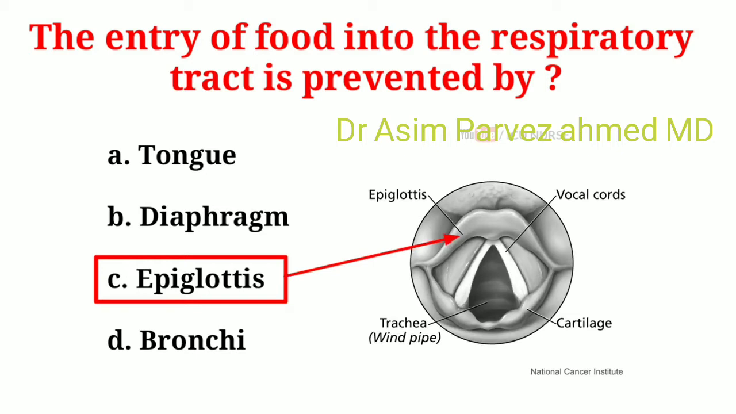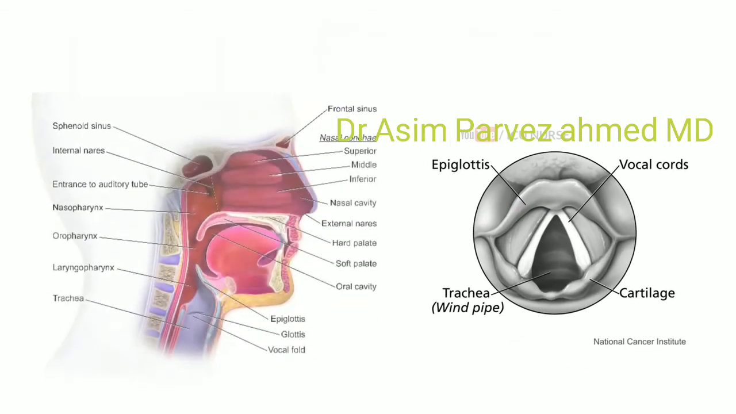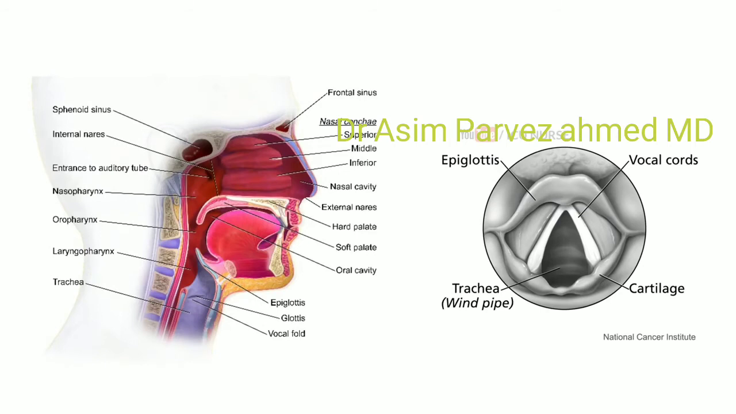Epiglottis is a leaf-shaped flap of cartilage located behind the tongue at the top of the larynx or voice box. The main function of the epiglottis is to seal off the windpipe during eating so that the food is not accidentally inhaled.